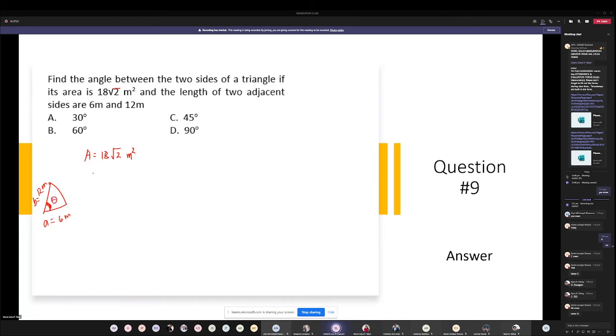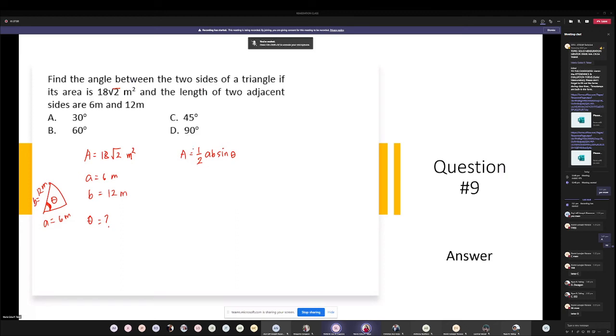Okay, so A is 6 and B is 12 meters. So using the same equation, we will have AB sine theta to solve for theta. So we need to solve for the angle. Okay, so from the equation, either you put the values of the area and the sides A and B first, then solve for theta, or solve for it algebraically first.